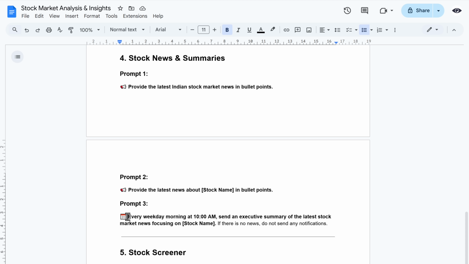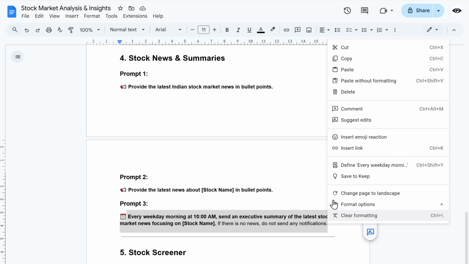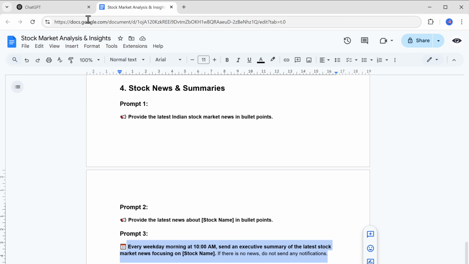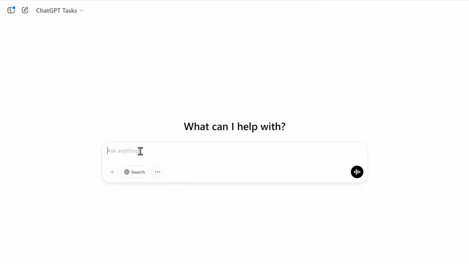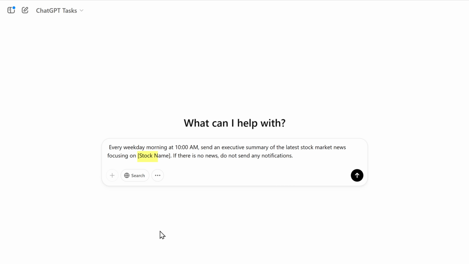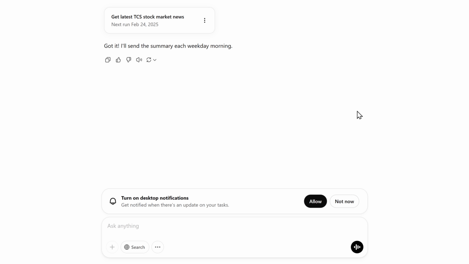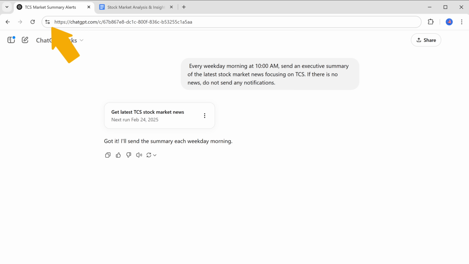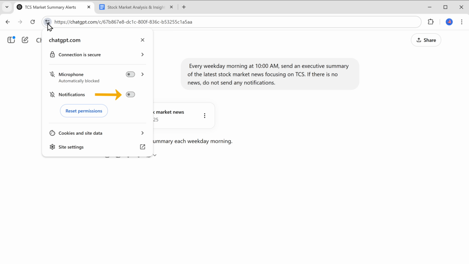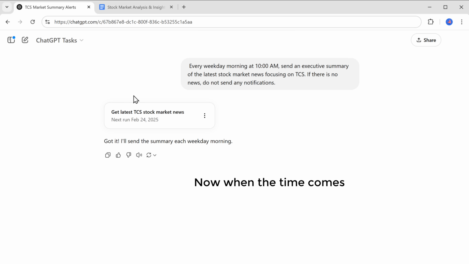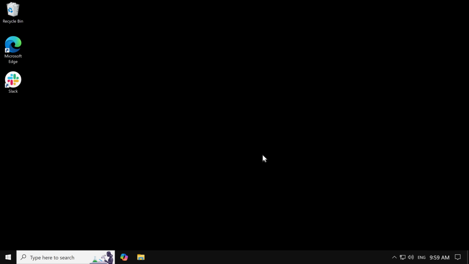Once you're done, go to the document, copy this prompt, go back to ChatGPT, paste the prompt, change the stock name, and click here. As you can see, it will give an update every day in the morning. Now to allow the notifications in Chrome, just click Allow. Then click here. Enable this option. And we are done. Alright, now when the time comes, ChatGPT will send a notification like this.